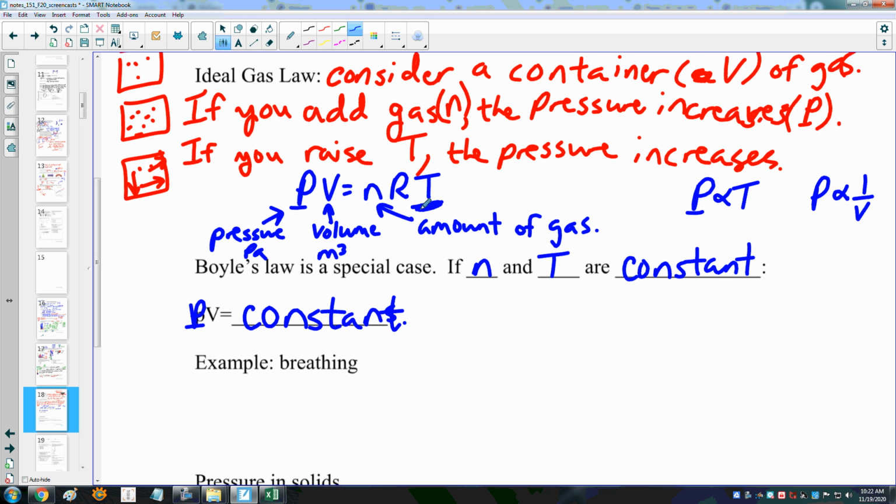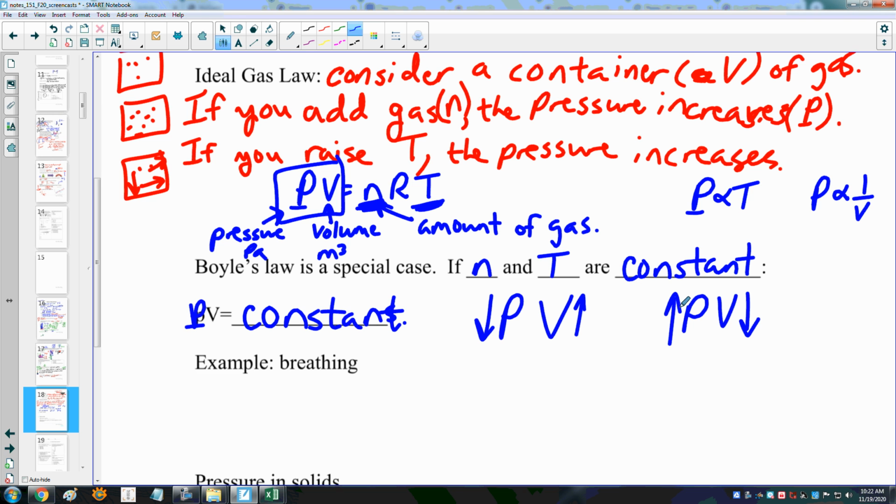So if this value doesn't change and this value doesn't change, then we're just saying that this value also does not change. And so what this says is that P times V cannot change, so that if the volume goes up, that means that the pressure goes down. Or if the volume goes down, the pressure goes up. Or vice versa. If you change the pressure, then that'll change the volume.